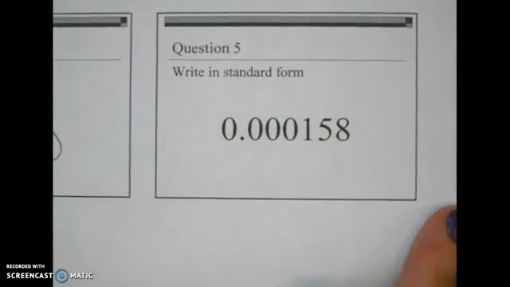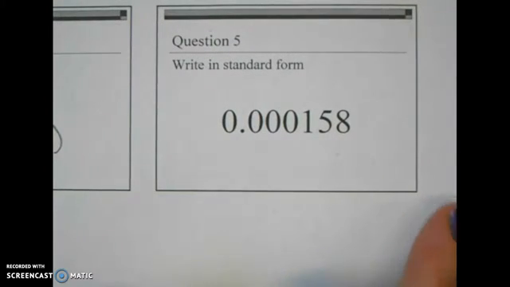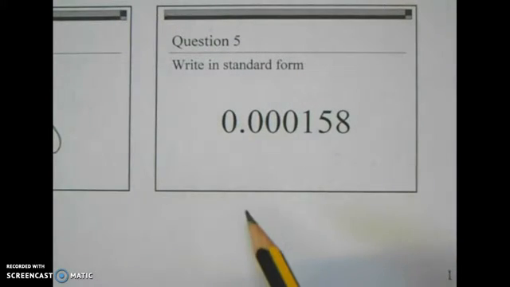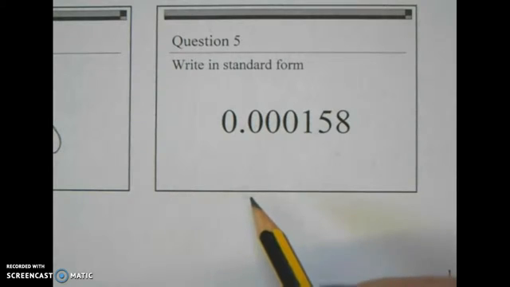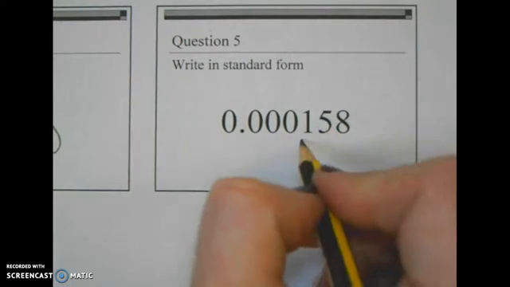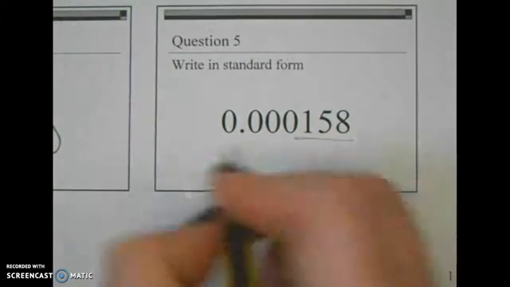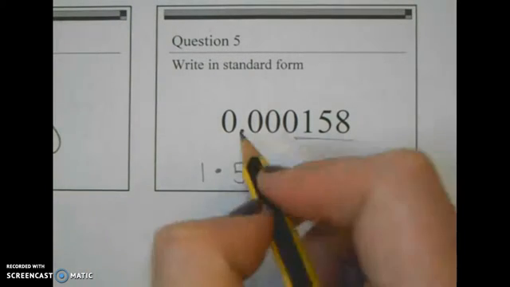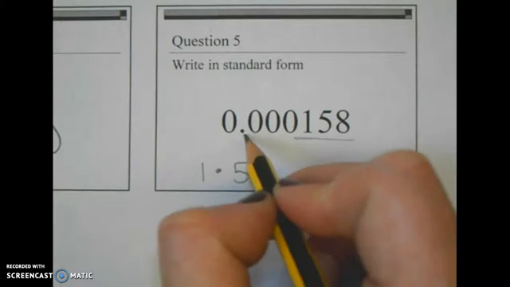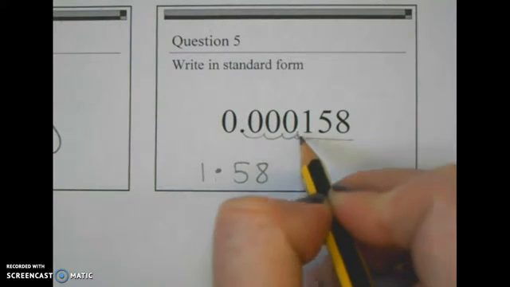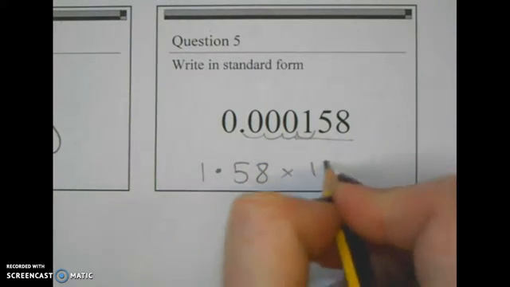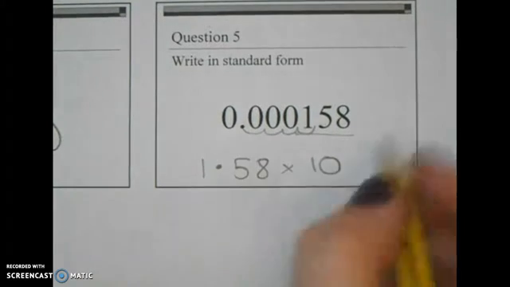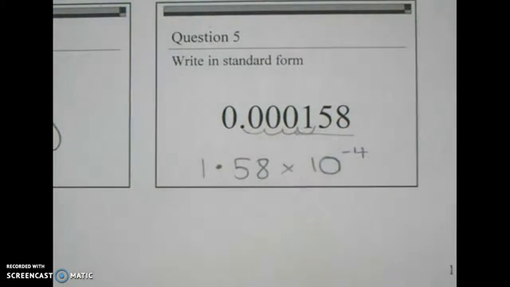Question 5, write in standard form. So standard form has to be a number between 1 and 10, multiplied by 10 to the power of something. So to make this into a number between 1 and 10, it's got to be 1.58. And that decimal point has moved 1, 2, 3, 4 places. And it's moved 4 places backwards, or it's getting smaller, so it's times 10 to the minus 4.